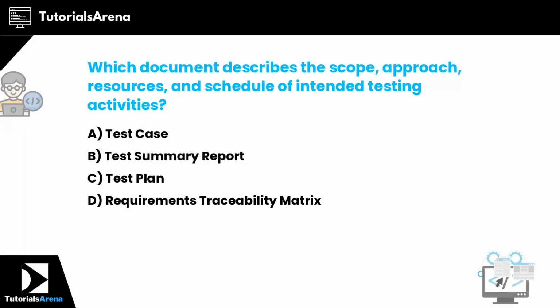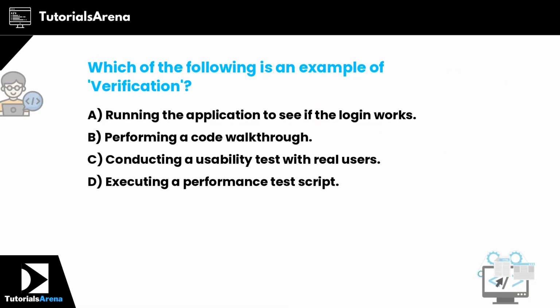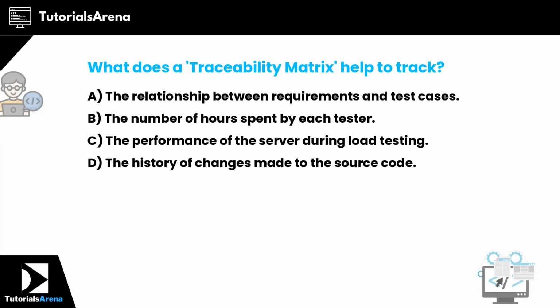Which document describes the scope, approach, resources, and schedule of intended testing activities? The correct answer is option C, test plan. Which of the following is an example of verification? The correct answer is option B, performing a code walkthrough. What does a traceability matrix help to track? The correct answer is option A, the relationship between requirements and test cases.